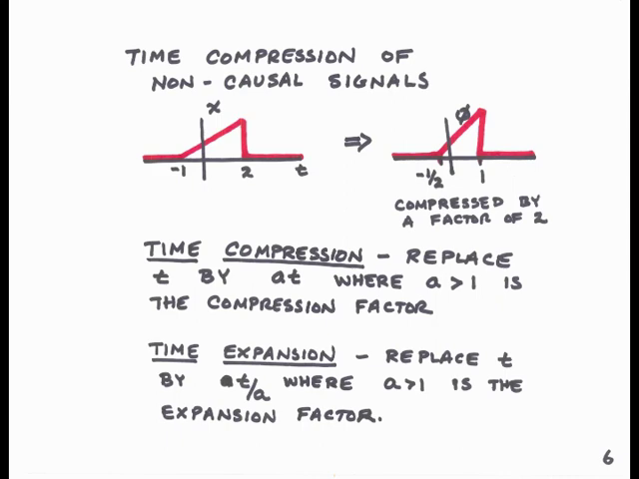Mathematically, the way we perform time compression is we take the signal and replace the argument t by at, where a is the compression factor and will be greater than 1. If we're doing time expansion, stretching the signal out, we'll replace t by t over a, where a is greater than 1, and this is the expansion factor.